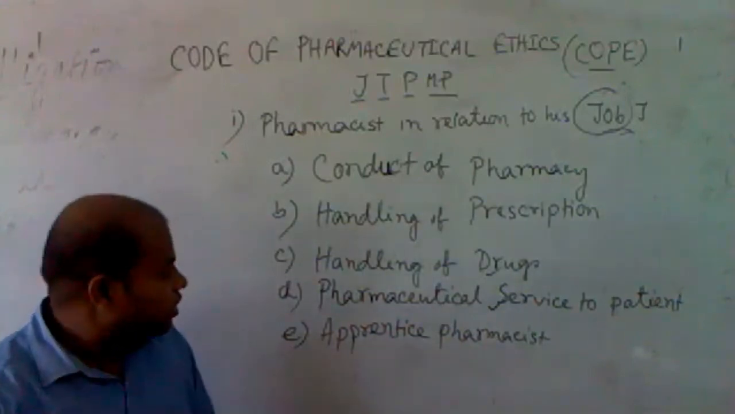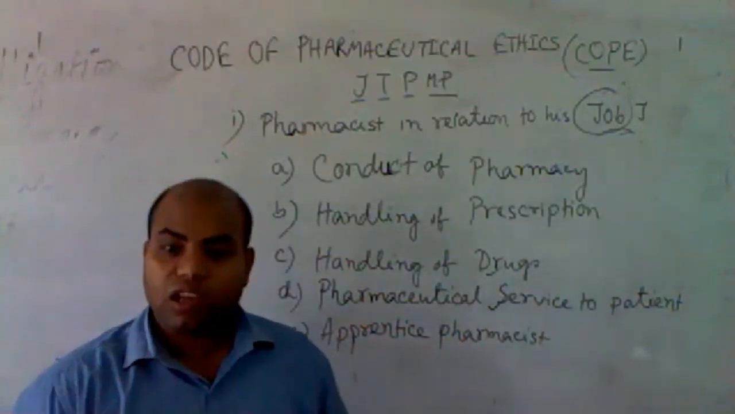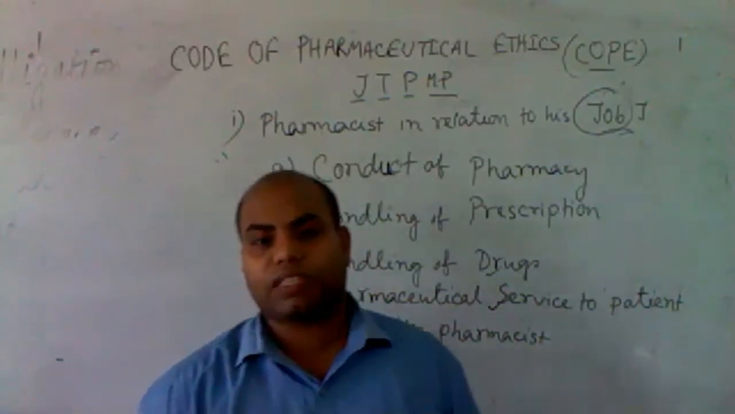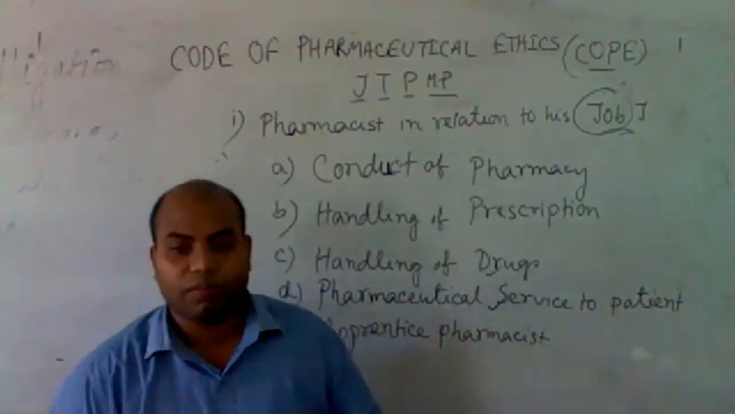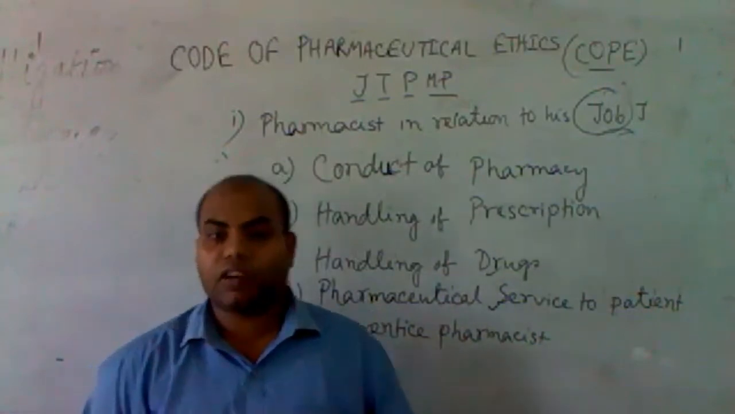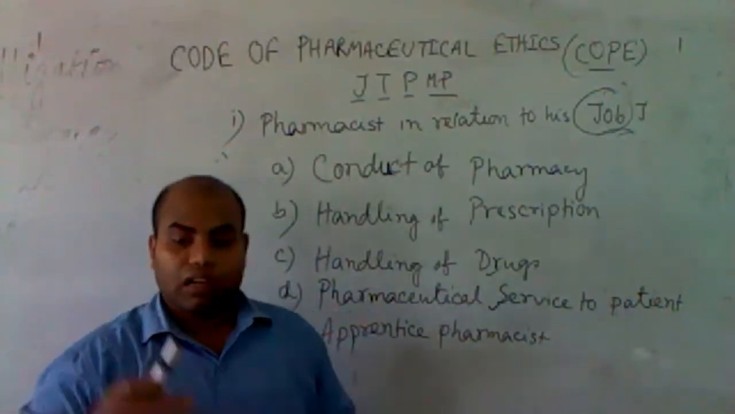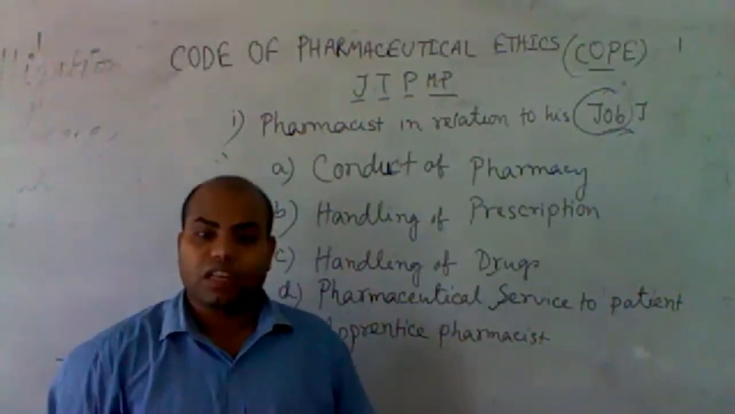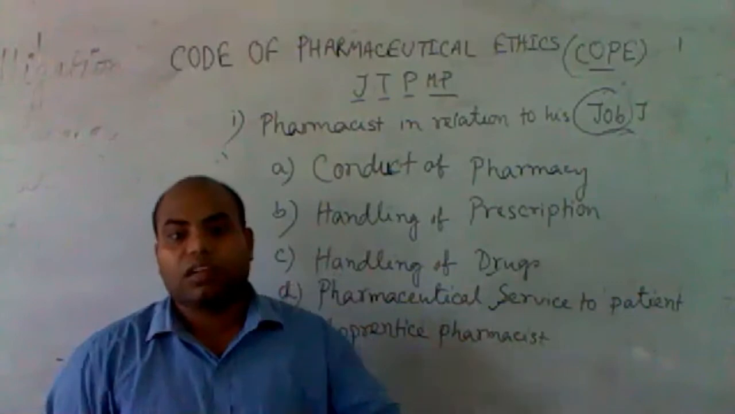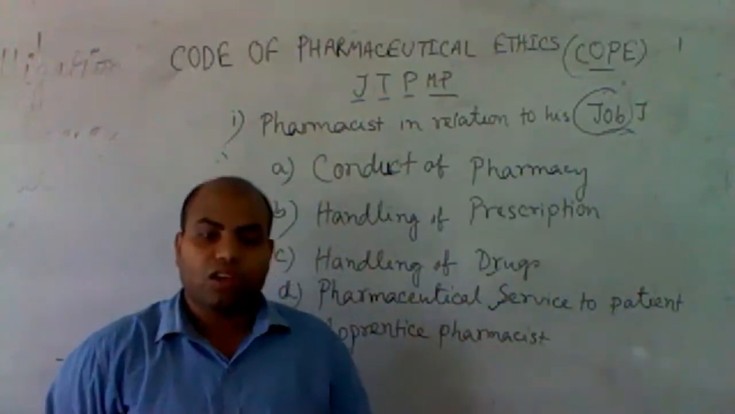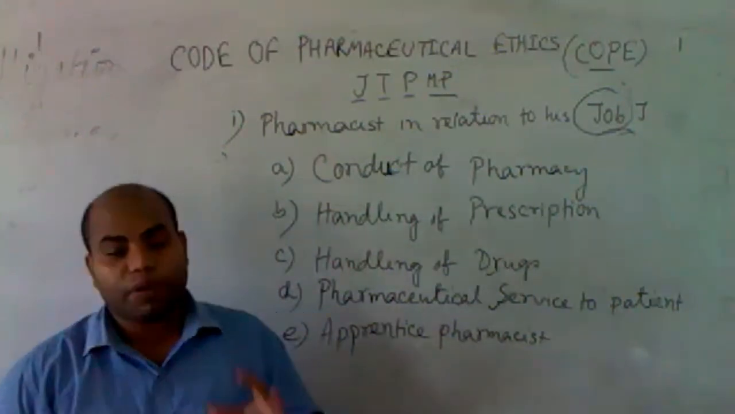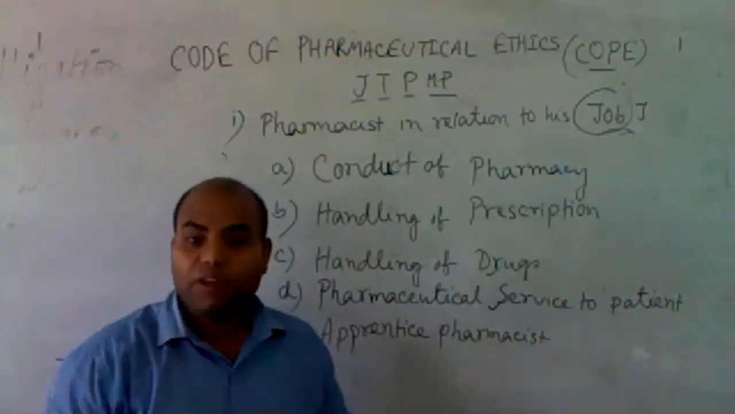Next, the last is the apprentice pharmacist. This is important whether you are going to be a pharmacist in a hospital or in any other private organization. There, after passing a diploma or degree, someone comes as an apprentice pharmacist. You have to give them proper training, and only after proper training are you allowed to give them the certificate.